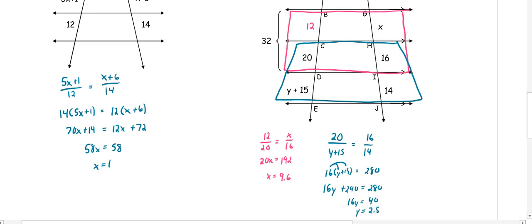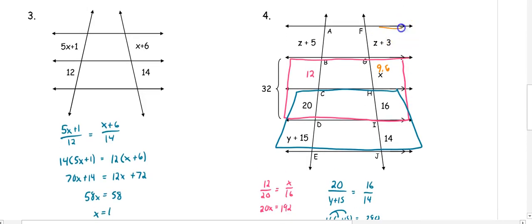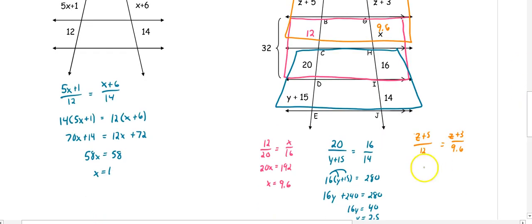Then because we know that x is, we can use the top four sections to solve for z. So we would have z plus 5 over 12 is equal to z plus 3 over 9.6. So when we cross multiply, we have 9.6 times z plus 5 equals 12 times z plus 3.